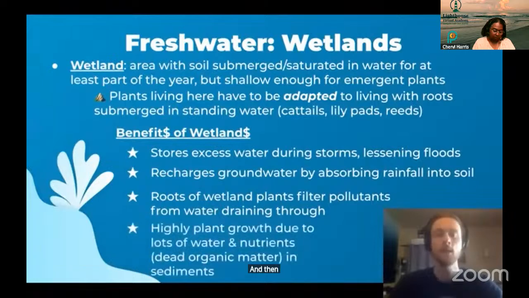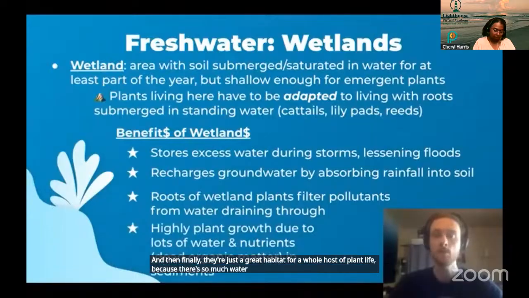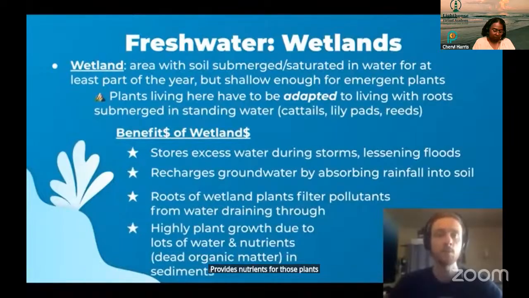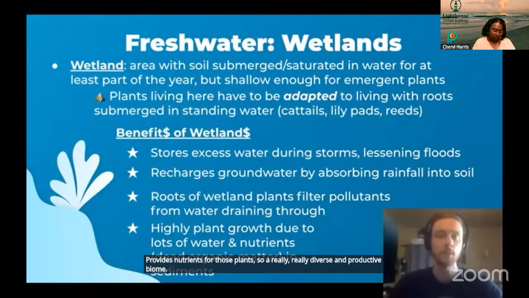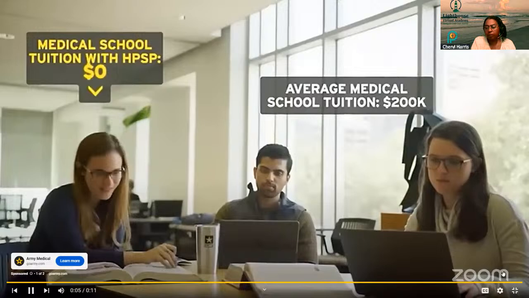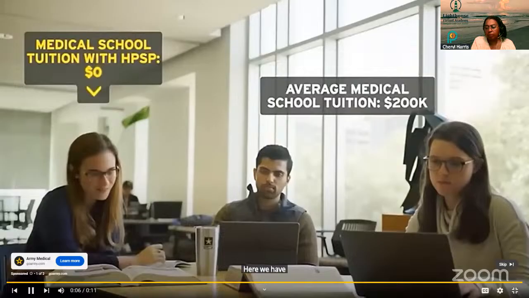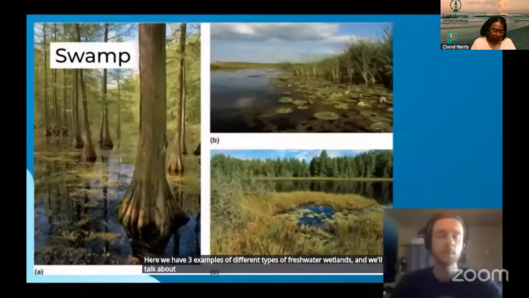And then finally, they're just a great habitat for a whole host of plant life because there's so much water and because the sediments here contain so much organic material, which provides nutrients for those plants. So a really, really diverse and productive biome. Here we have three examples of different types of freshwater wetlands, and we'll talk about how plants in each habitat are uniquely suited to those conditions.